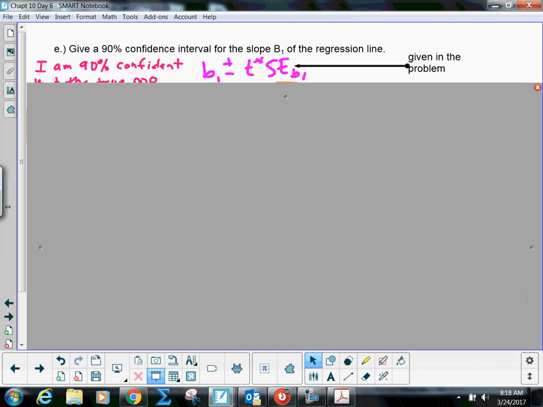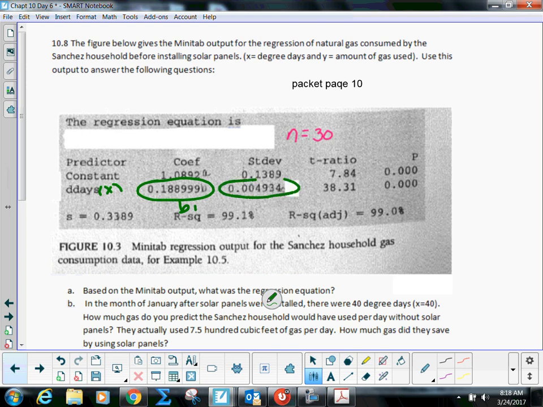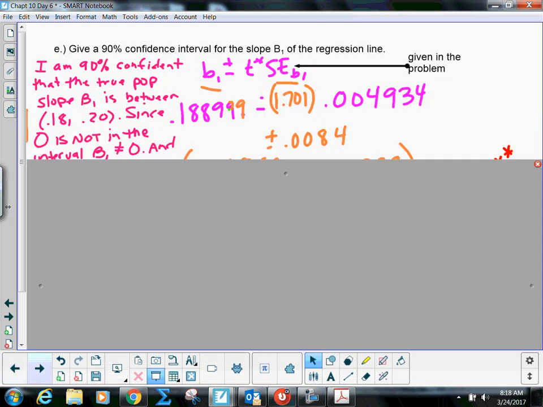Okay, so for this one, a 90% confidence interval for the slope. I wrote down the equation. I need to know what the slope and the standard error of the slope are. So I go back to my output. Degree days is x, so the coefficient of x, this number here, is my slope. The standard deviation of my x is the standard error of beta 1. So this number right here is the standard error of beta 1. Those are the numbers I use for that computation. So everybody see where I get them from the Minitab? Okay? So then, based on that, I write the confidence interval.